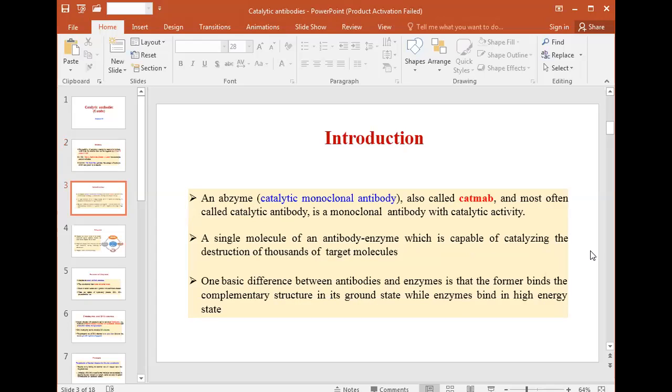So the catalytic antibodies, which are also known as ABZYME or Catmab, are most often called a monoclonal antibody with catalytic activity. It's a single molecule of an antibody enzyme complex which is capable of catalyzing the destruction of thousands of target molecules. On the basis of differences between antibodies and enzymes, the former, the antibodies, define the complementary structure to the antigen in its ground state, while the enzymes bind the specific substrate at their high energy state.